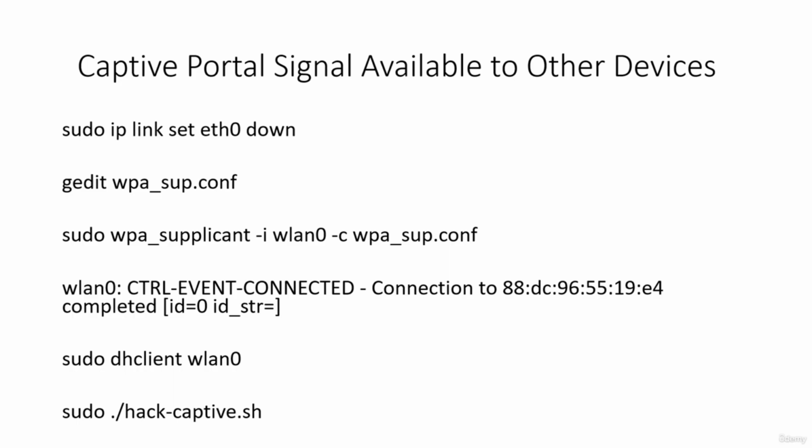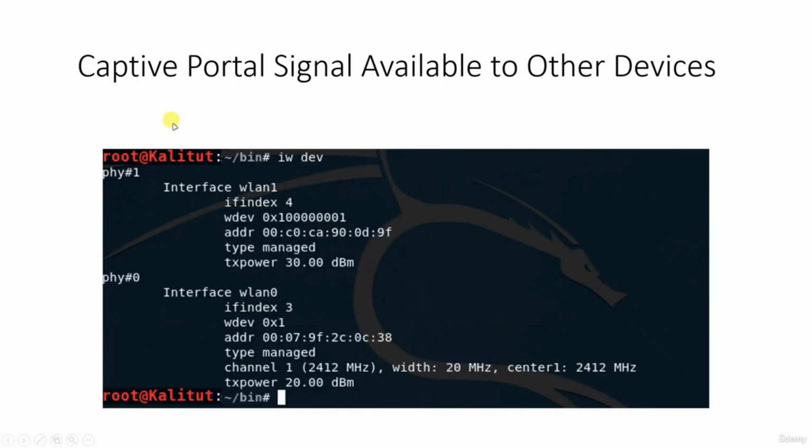Now we need to raise our own access point, which will use the intercepted portal interface as a source of internet access. So we look at the name of our interface like this. So this is our interface. There are a couple of network interfaces. Just type iwconfig and it will give you all the interfaces.